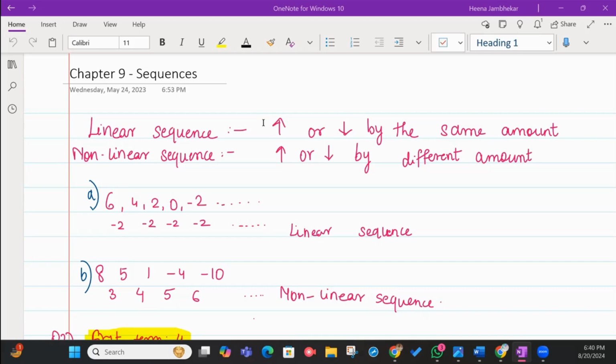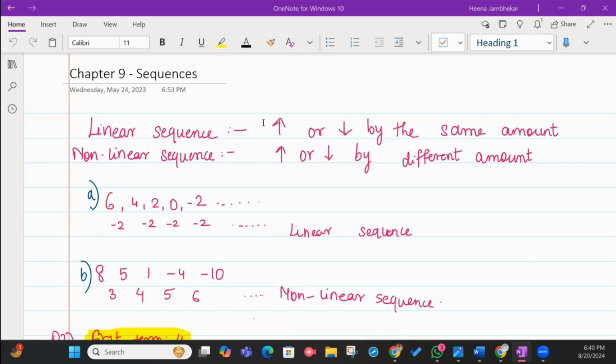For example, look at this one: 6, 4, 2, 0, minus 2. Can I say it is decreasing by 2 everywhere? Yes. So 6 minus 2 will give you a 4. 4 minus 2 will give you a 2. 2 minus 2 will give you a 0. 0 minus 2 will give you a minus 2. Is this a linear sequence? Yes. Why? Because it is decreasing by the same amount.